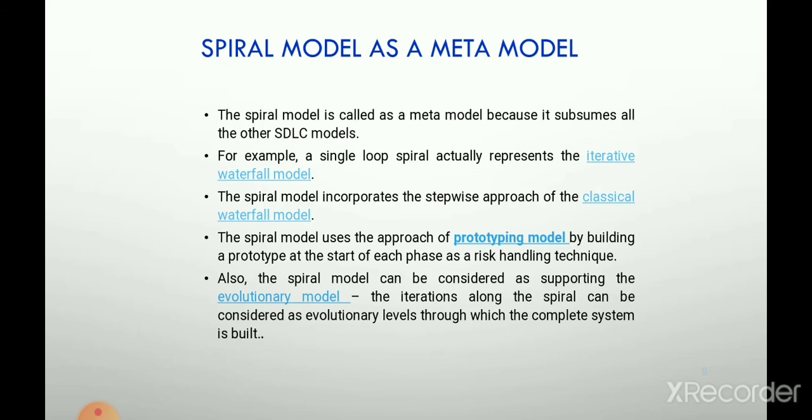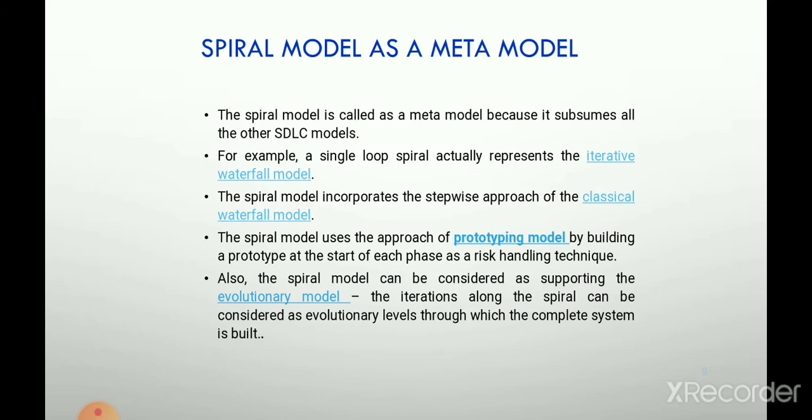The spiral model incorporates the stepwise approach of the classical waterfall model. The spiral model uses the approach of the prototyping model by building a prototype at the start of each phase as a risk handling technique. Also, the spiral model can be considered as supporting the evolutionary model. The iterations along the spiral can be considered as evolutionary levels through which the complete system is built.